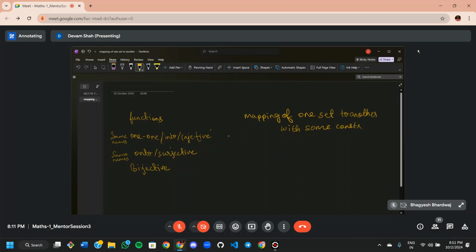So let's first talk about one-one functions. For example, there is this equation, 2x plus 5. Its intercept is 5 and its slope is 2. This is the equation. Now what does it say?